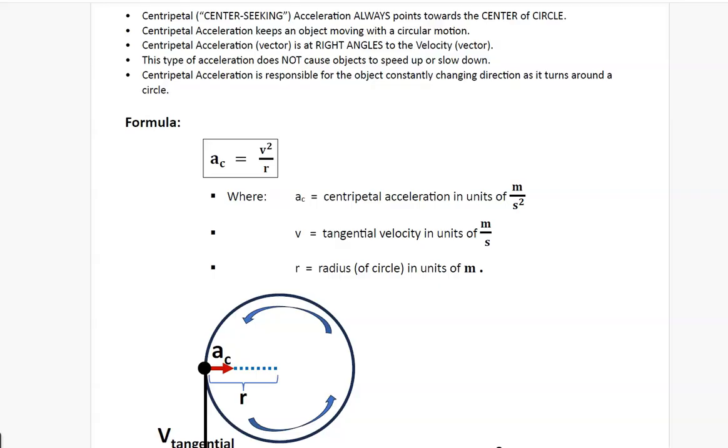But remember, when an acceleration is perpendicular to a velocity, it cannot increase the velocity. It can't make the speed greater, and it can't make the speed slower. It can only change the direction of that velocity. So this type of acceleration does not change the speed of the object. It is constantly changing the direction of the object, and centripetal acceleration is what is responsible for the object changing directions as it turns around a circle.